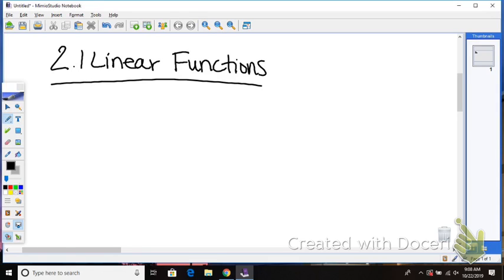Okay, so once we get done with 2.1, we will graph, we'll find slope, and we're going to write an equation given 2 points and write an equation to a parallel line and a perpendicular line. But that, like I said, the bulk of it is tomorrow. Today we're just going to be graphing stuff like this.